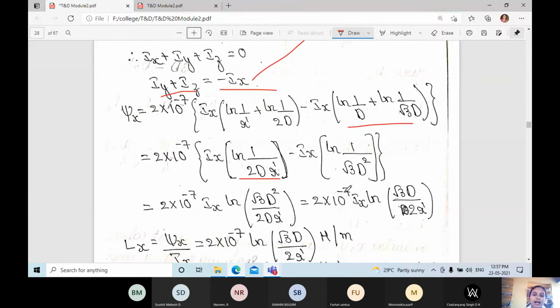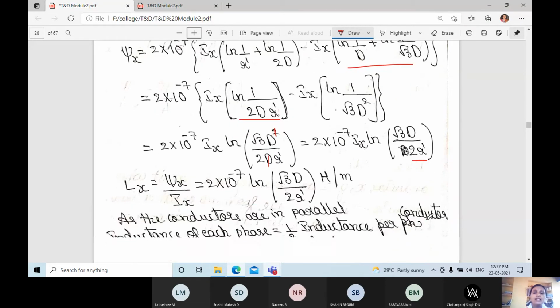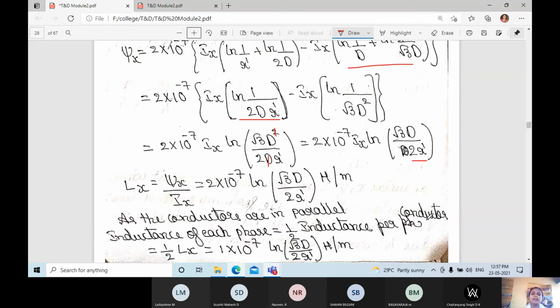2 into 10 to the power of minus 7 Ix ln square root of 3 into d. D gets cancelled, okay, here one d gets cancelled. So square root of 3 into d divided by 2 into r dash you will get. What is the inductance? Flux linkage divided by current. So Lx is equal to flux linkage divided by current, that is 2 into 10 to the power of minus 7 ln square root of 3 into d divided by 2r dash Henry per meter.